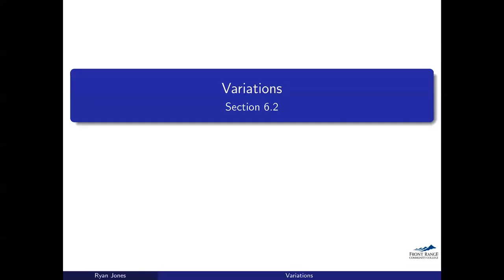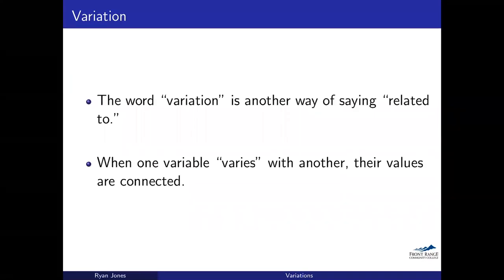All right, let's continue on with another lecture on variation. So this word variation is probably unfamiliar to most of you, but let's go ahead and just start right off by defining it. A very loose definition of the word variation in the mathematical sense is that it's just another way of saying the words related to. So if I say variation, you're just talking about two things that are related, two variables likely.